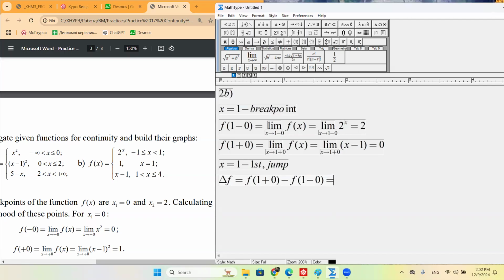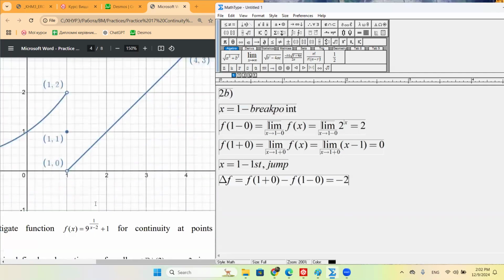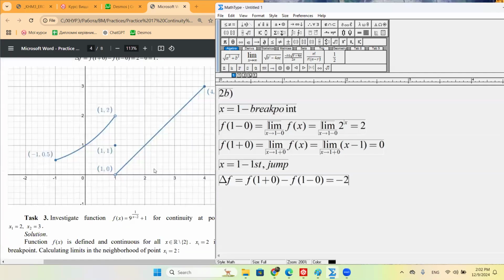And this is -2. So the jump value can be either positive or negative. So this is not the absolute value. So be attentive with this, don't confuse. Any questions for now? By the way, here is the graph of the function. So it looks like this.